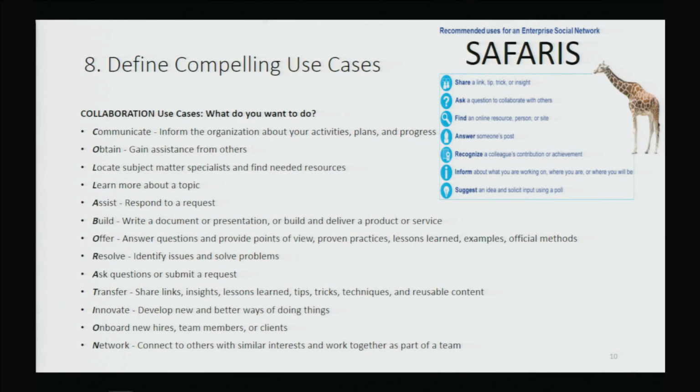The counterpart, the more practical version of the vision, is defining compelling use cases. And you have to be able to put the use cases in terms that people relate to, that's relevant to their work, and it's something that they believe they want to do or they need to do. So here's two examples here. They're both based on acronyms that I coined. The first one, up in the lower right corner, is SAFARIs.